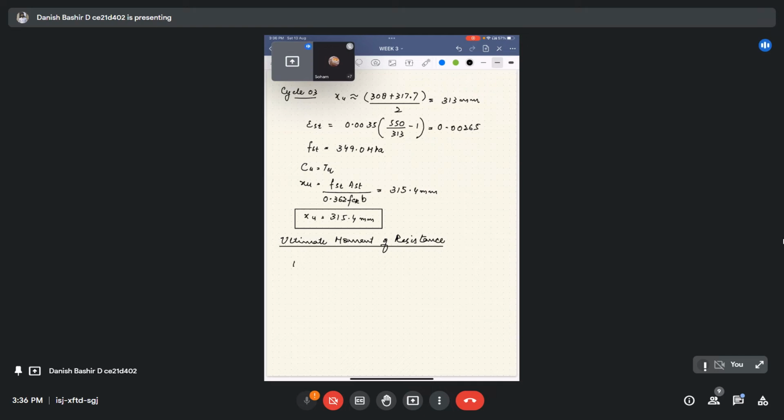Ultimate moment of resistance, I have written the formula already. MUR is equal to CU force divided by lever arm, LA. CU force is already 0.362 FCK XU. XU times lever arm is D minus 0.416 XU. Just like this, no?